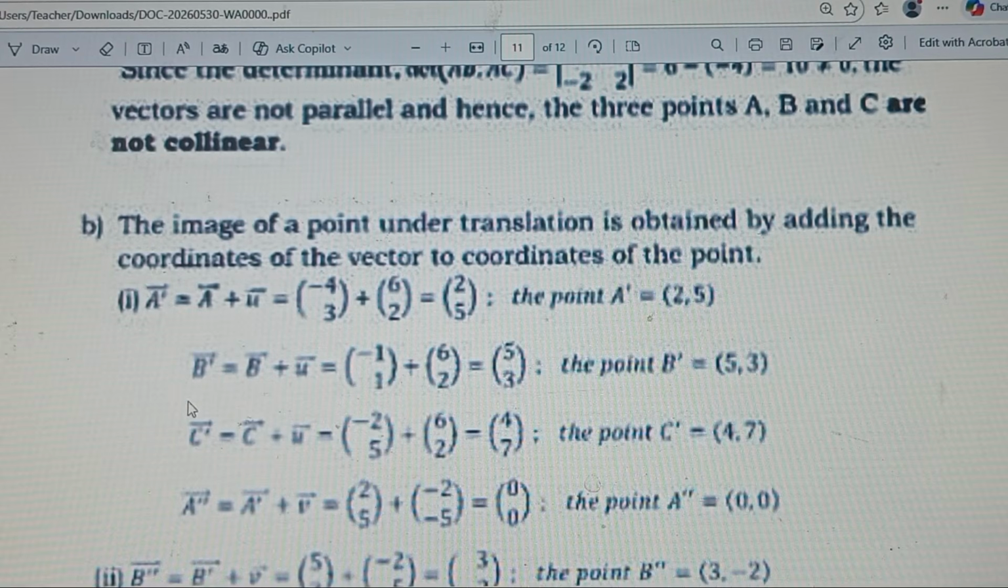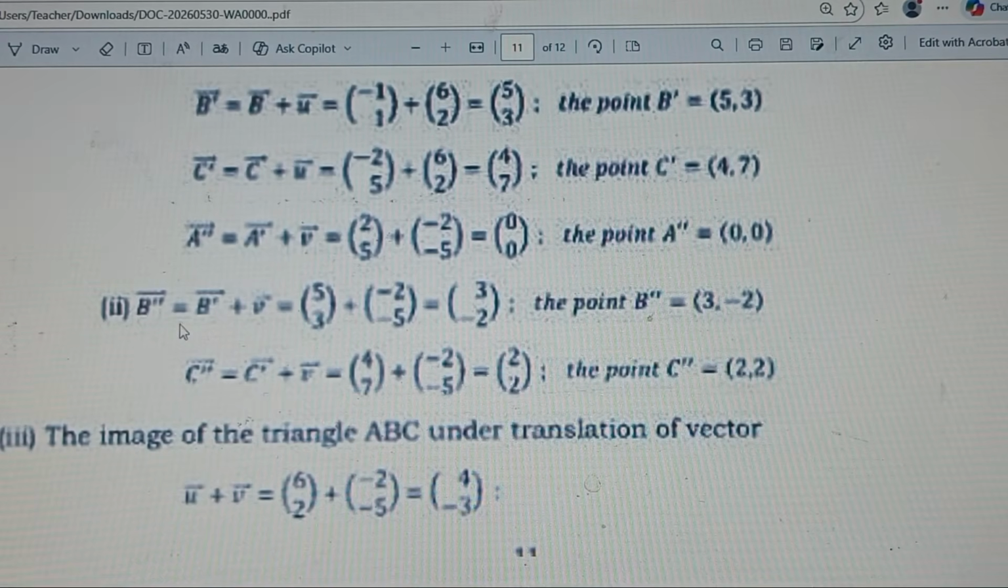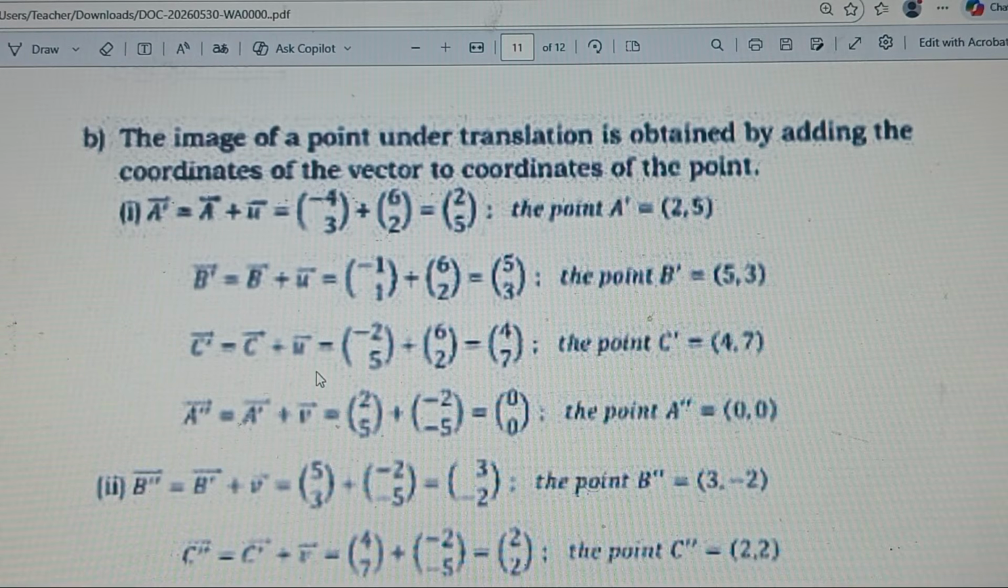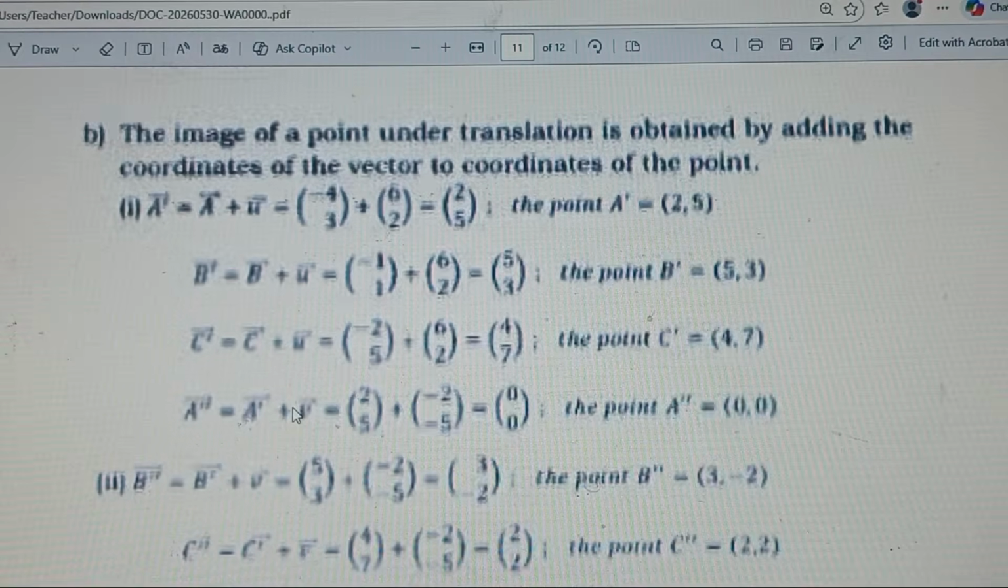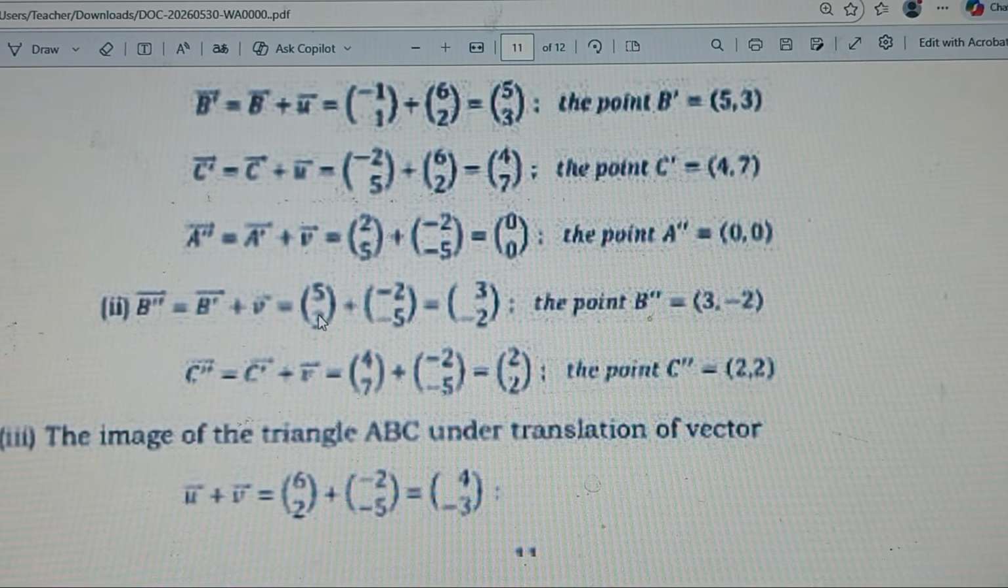For the image B, the same. For the image C, the same. For here, they change. Remember, for here, we have a vector u, but for here, it continues with vector v. The value of vector v is -2 and -5. Then also, you find the image according to the translation vector which was provided. Then also, you use the formula image is equal to object plus vector. Then you also are asked to find it by using vector u plus vector v.